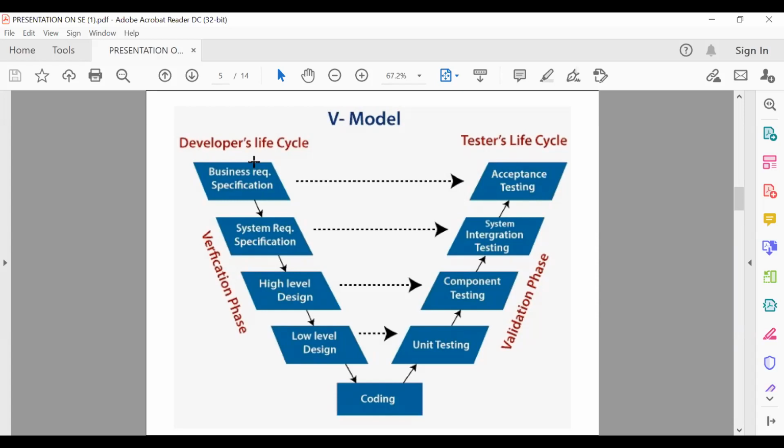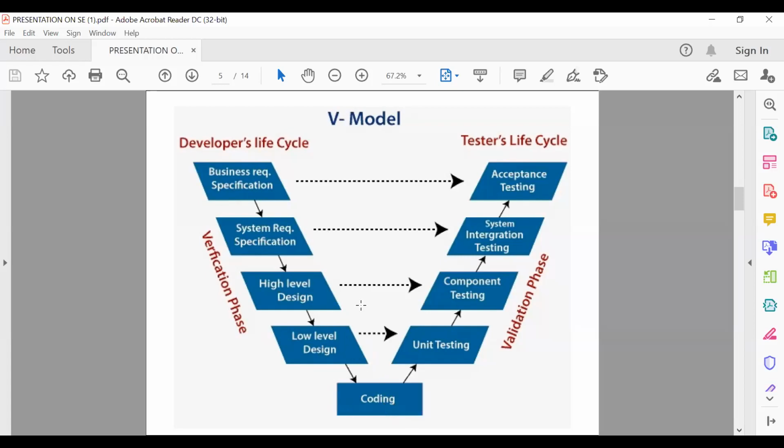Then for the next step, it comes to the low level designing. This low level designing is actually the module design phase. In that phase, our developer will create the module and deliver it to the testers, and the tester engineer will check its unit testing. So it is done at the very low level of testing. And if all the requirements are correct, then we go to the coding phase.